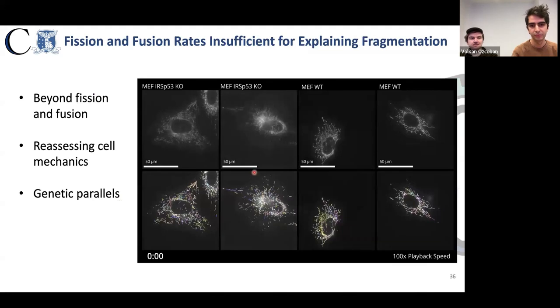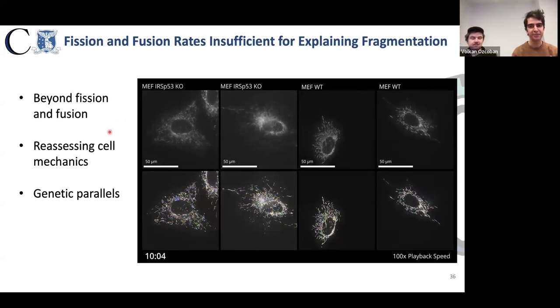And so just summarizing that, we find that overall the standard rates of fission and fusion in the literature are likely not sufficient to drive overall mitochondrial fragmentation, and that there might be other mechanisms at play here.